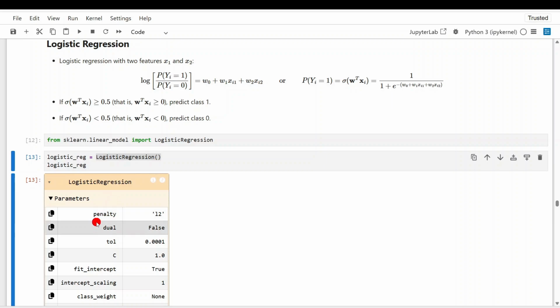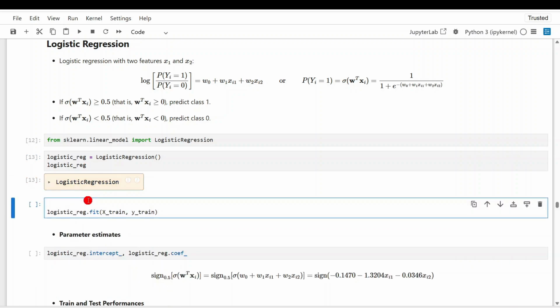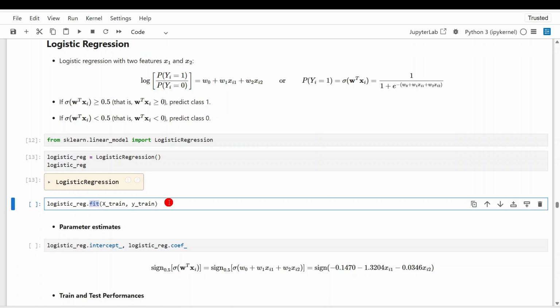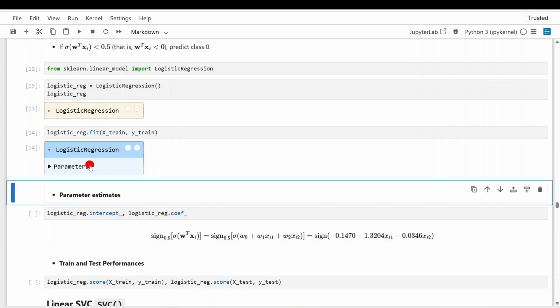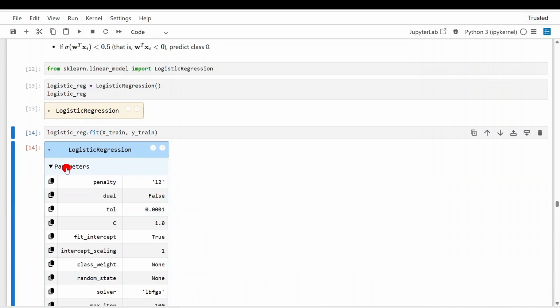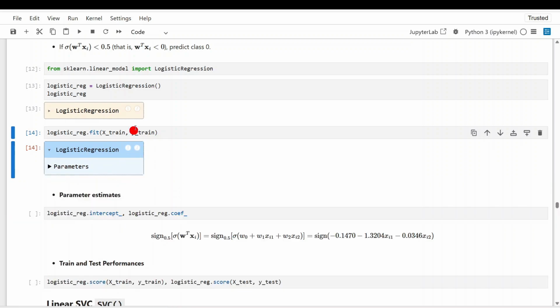As we said before, by default it has a penalty of L2, right? The logistic regression model in scikit-learn has a penalty of L2, so it is a ridge type of logistic regression model. Now let's fit. To fit the model, we need to call the method fit over the instantiated model and supply the training data, X_train, y_train. So now the training is done. The parameters are the same as before, but the model is now fitted, whereas previously it was not.